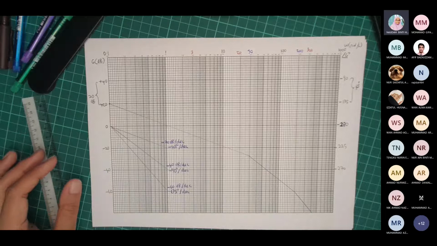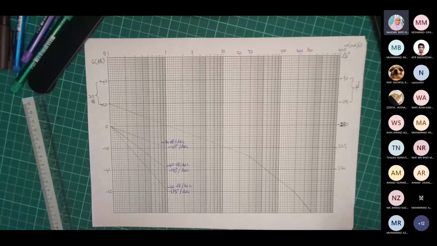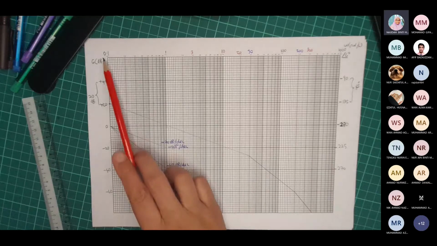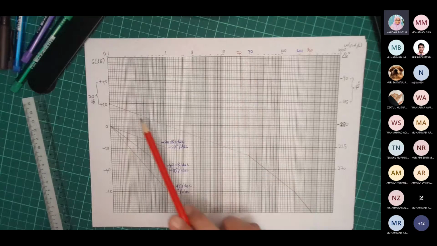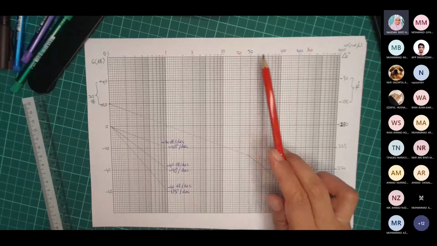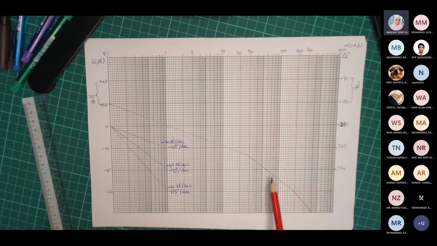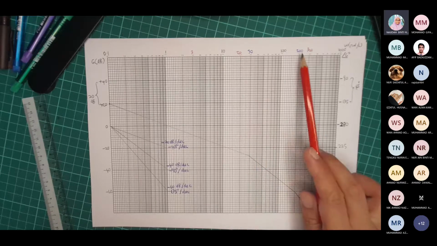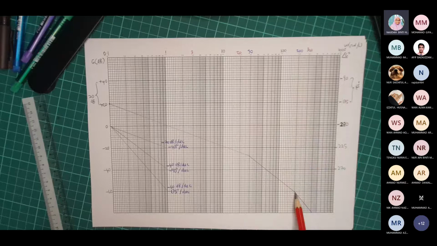This is your magnitude plot. So from 0.1 until 30 radian per second, it is negative 20 dB per decade. From 30 until 200, this is negative 40 dB per decade. Larger than 200 and until infinity, the slope is negative 60 dB per decade.